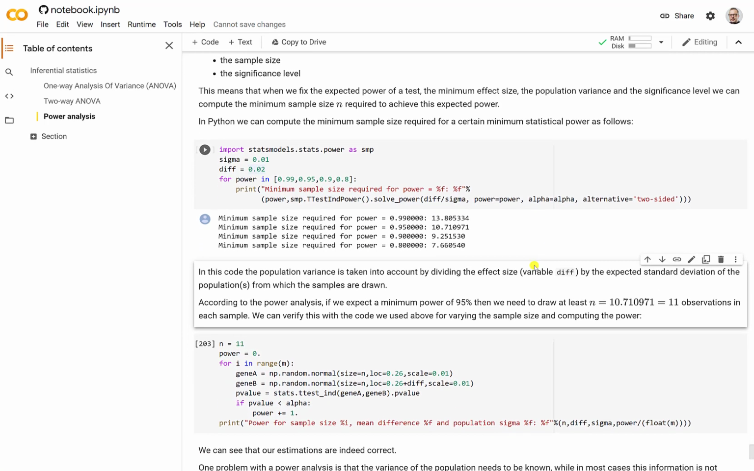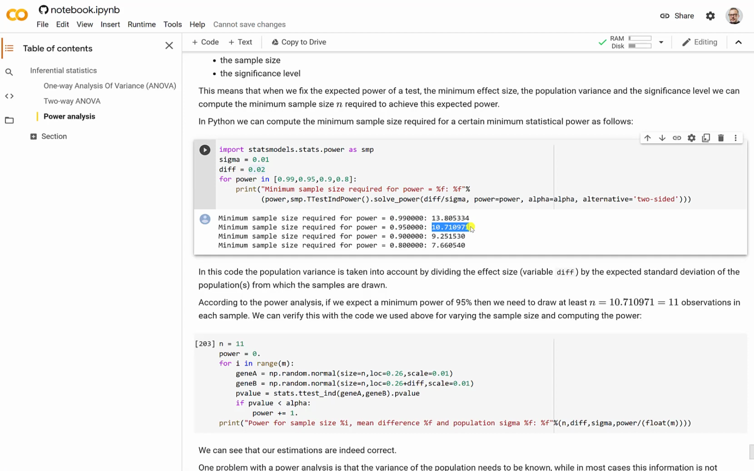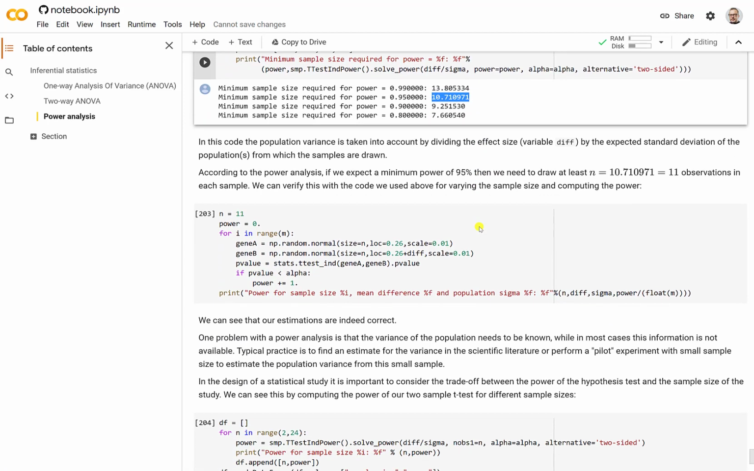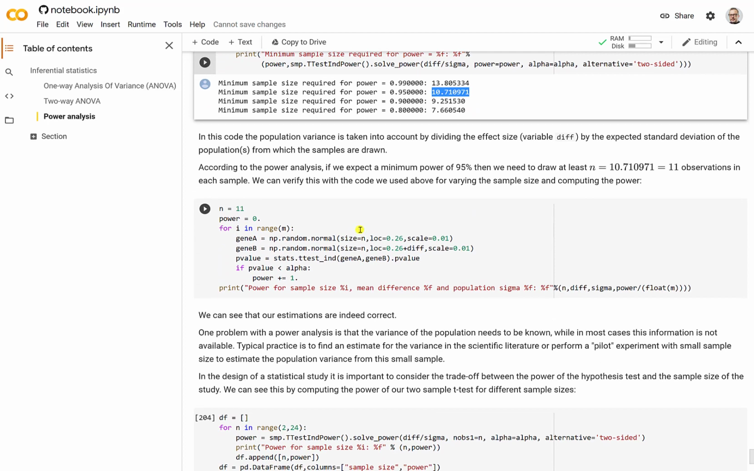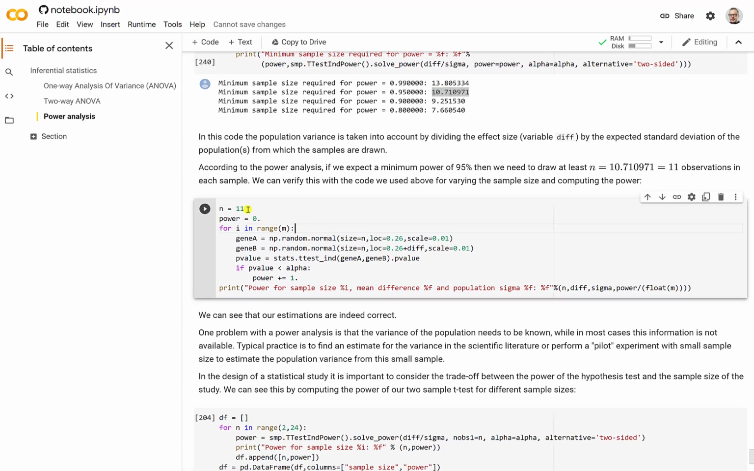So what this is showing us is that, as you can see here, suppose we want to have a power of 95%, right? So high enough. Keep in mind, there's still a 5% chance that we are unlucky, that even though there is some effect, we don't see it. And so in order to get that, we would need at least 11 observations, right? Okay. And so basically we can check whether this is indeed the case, so we can again simulate. So let's say n is indeed 11, so that's our sample size, okay?